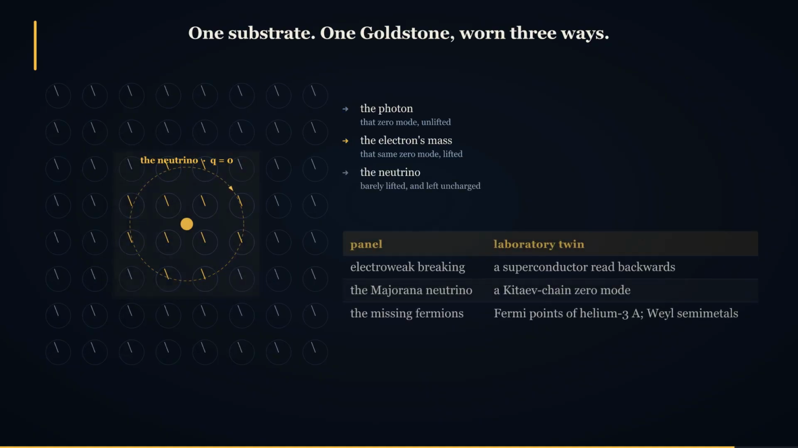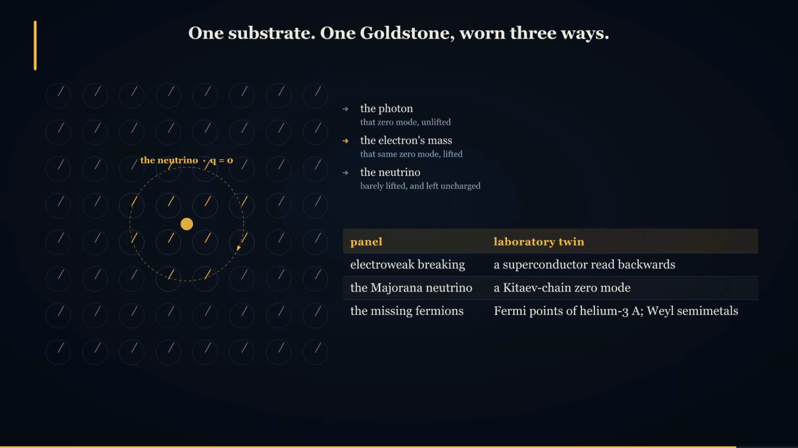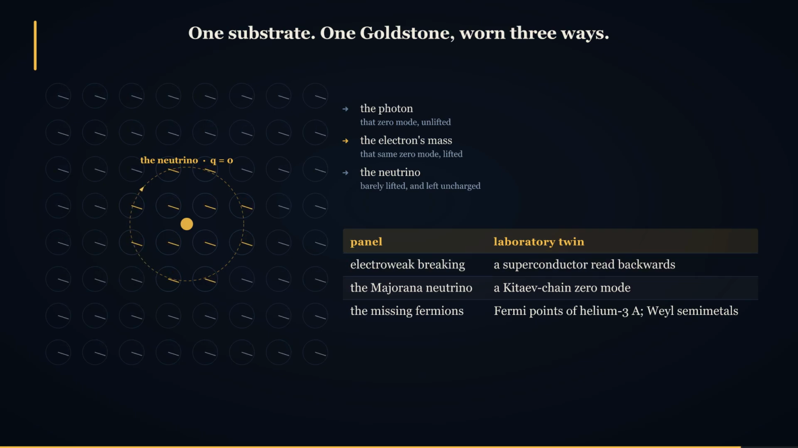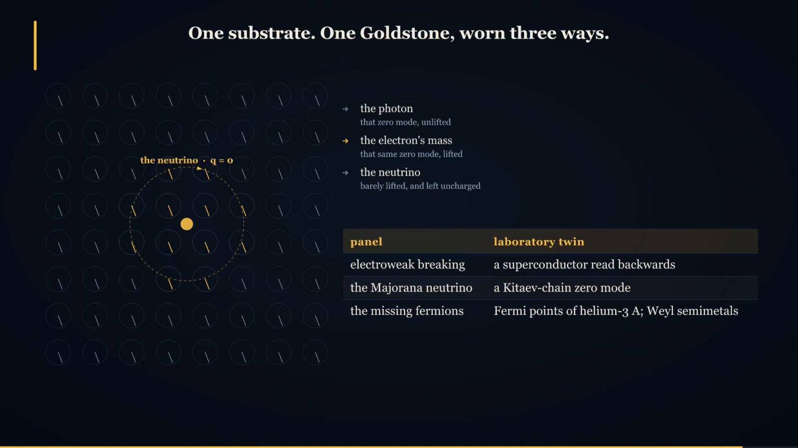Each panel has a laboratory twin as well, the quickest check that none of this is exotic. Electroweak breaking is a superconductor read backwards. The Majorana neutrino is a Kitaev chain zero mode. And the missing fermions are the Fermi points of helium-3A and of Weyl semimetals.